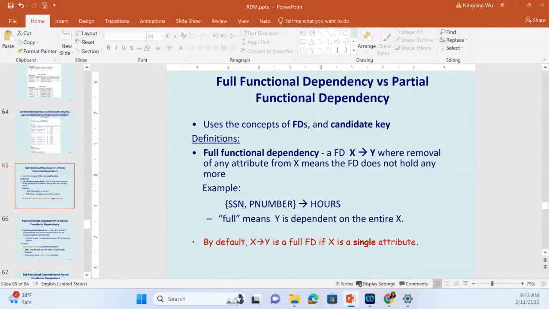Based on this kind of relationship, we can tell whether a functional dependency is full or partial. Okay, so let's take some examples.